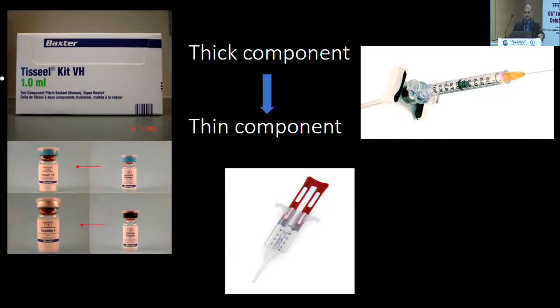Now fibrin glue comes in two components, a thick and a thin component. What we do is we put a drop of thick component first, followed by a drop of thin component. The reason is that if you put a thick component first, it prevents a subretinal migration of fibrin glue to some extent.